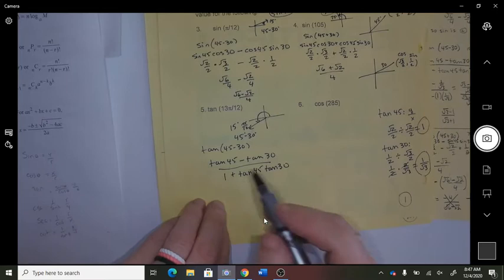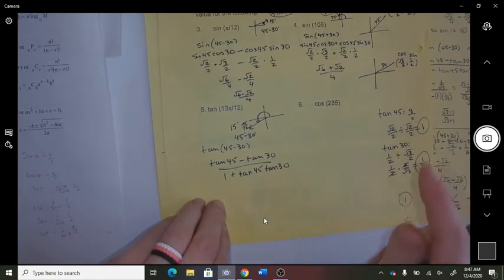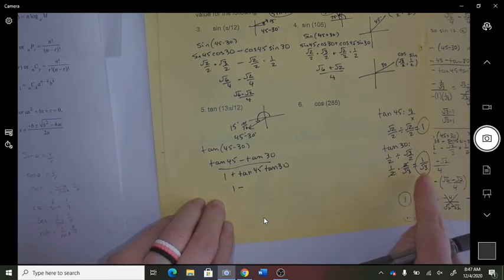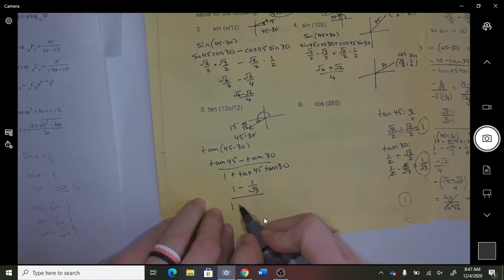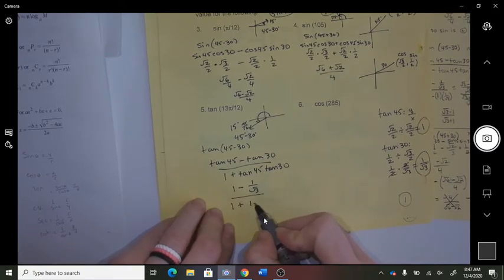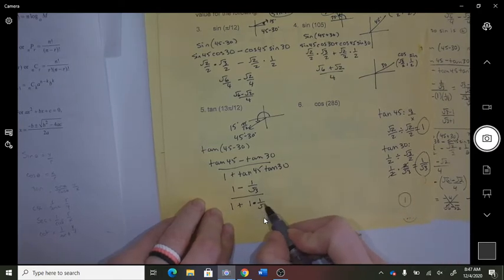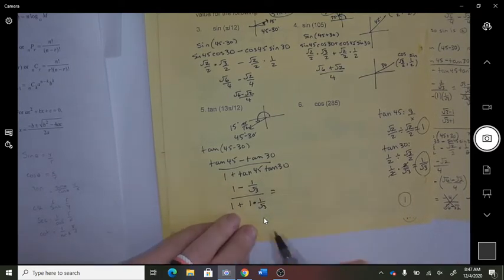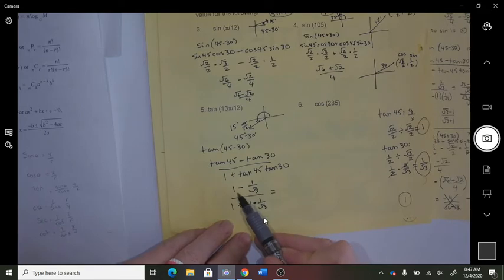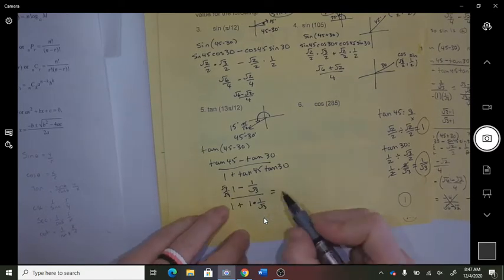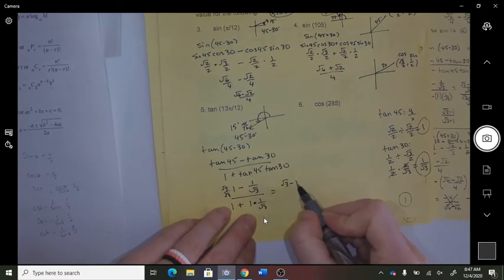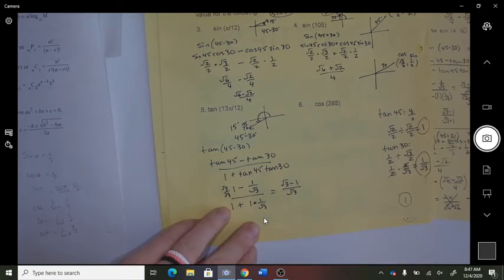Tan 45 is 1. We already wrote that down. Tan 30 is 1 over root 3. 1 plus 1 times 1 over root 3. If I'm simplifying this, I would create a common denominator. So I would have to change this 1 into root 3 over root 3. So this would be root 3 minus 1 over root 3.